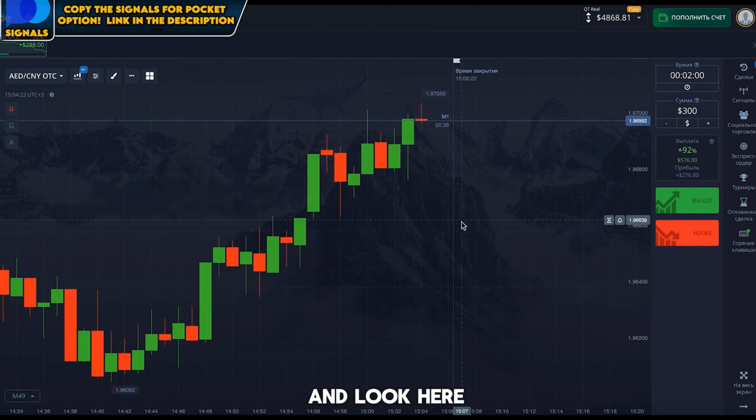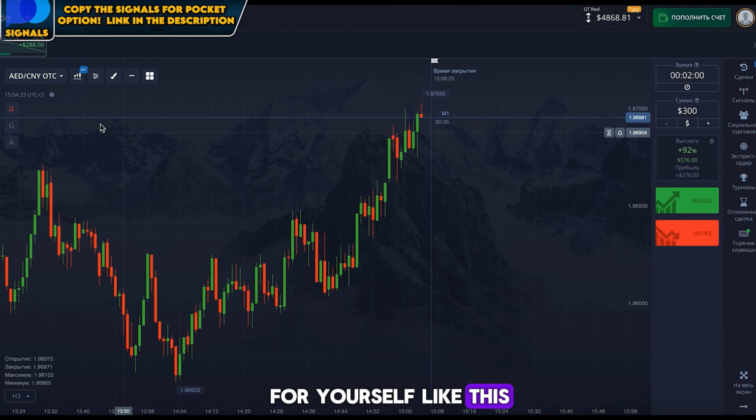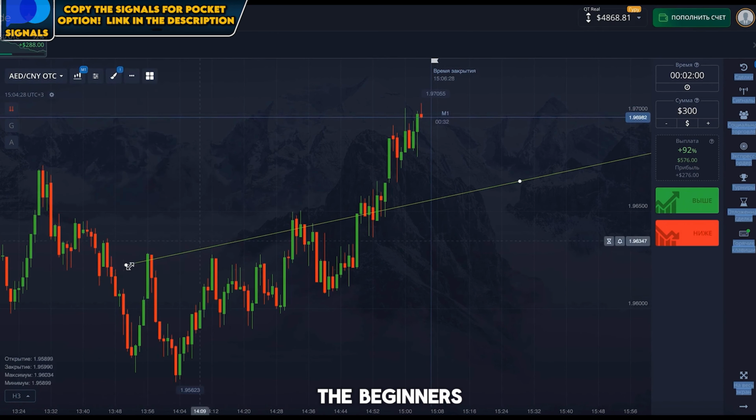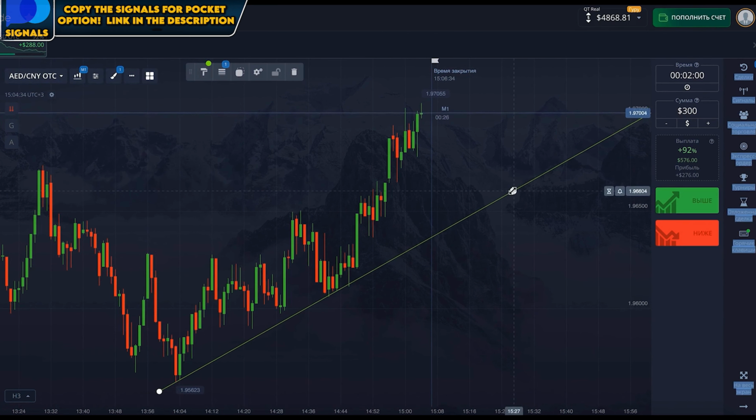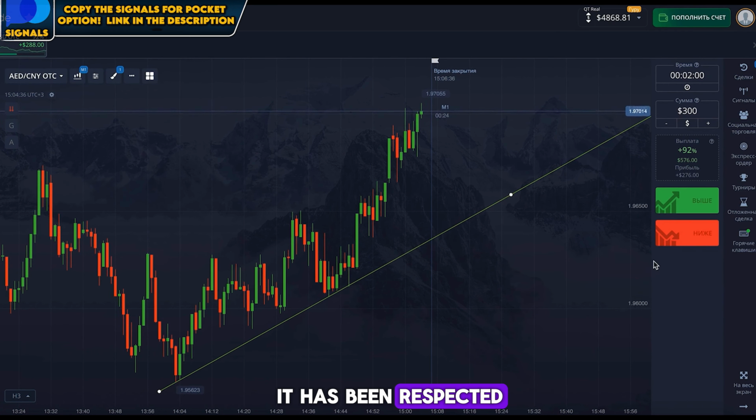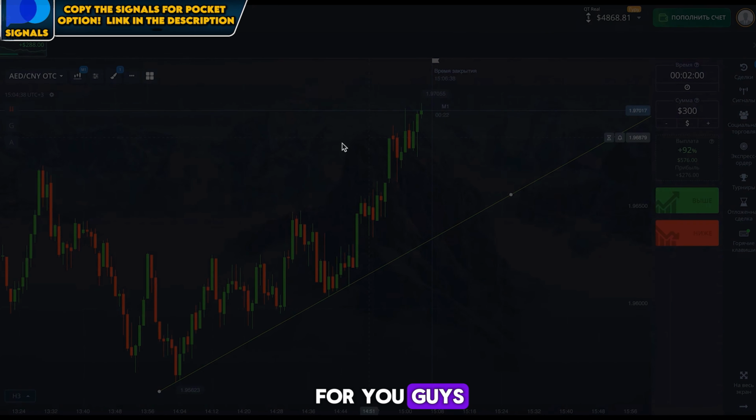And look, here you should mark it for yourself like this. I'll show you for the beginners. So guys, look, we marked the diagonal support level like this. So we see that it has been respected. Let me draw it for you guys.